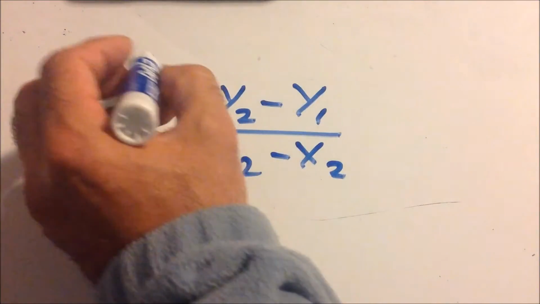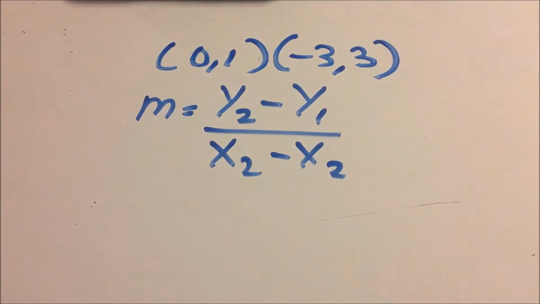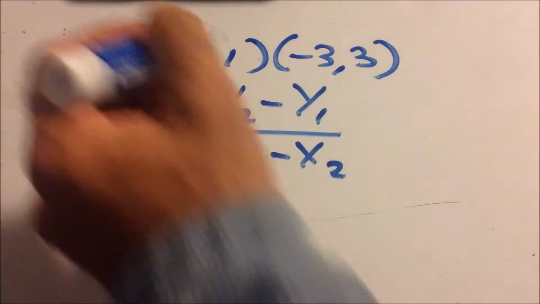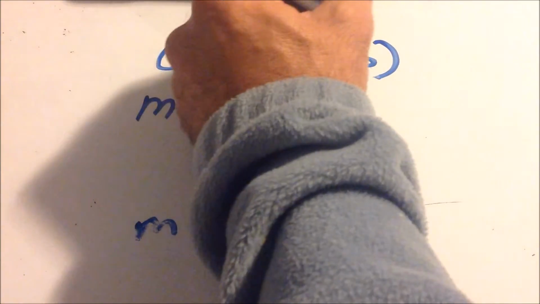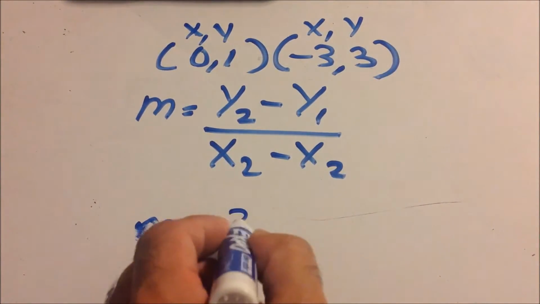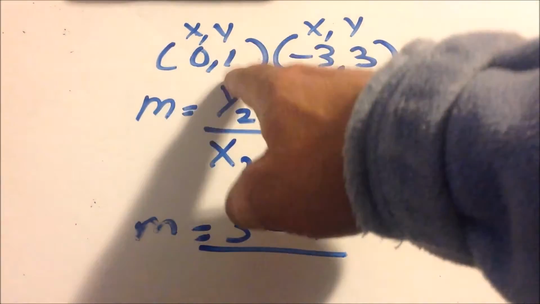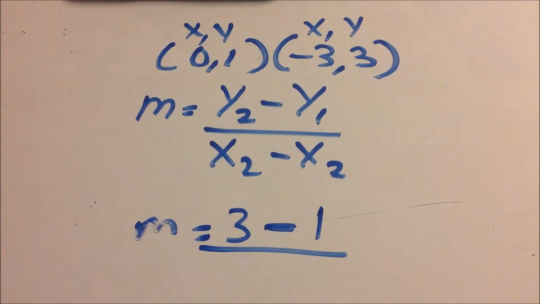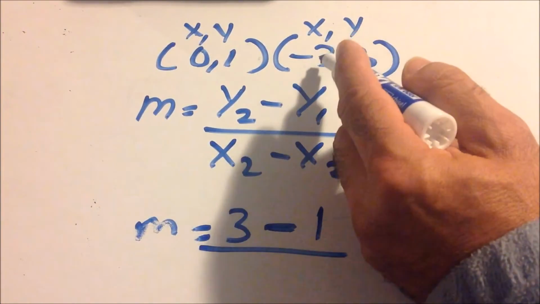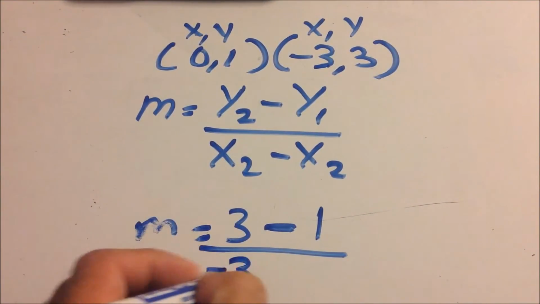So again, remember we had these 2 points: 0, 1, and negative 3, 3. Let's write it over here. It doesn't matter which y you use. Remember, x comes first, then y. So let's say we use this y, this 3. We're going to say 3 minus that y, 1. Now we could have done 1 minus 3. Doesn't matter. But if you use this y, you have to use its partner. Its partner x is negative 3. So for the x part, we're going to use negative 3 minus 0.